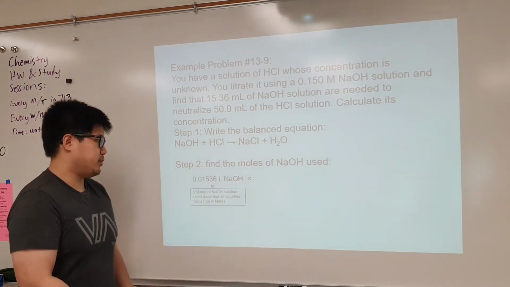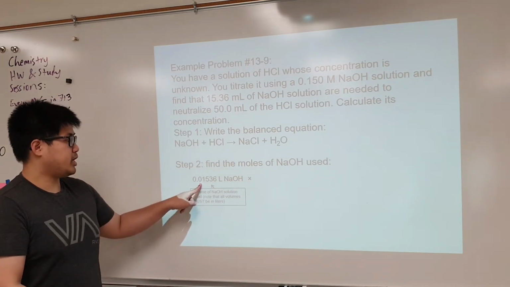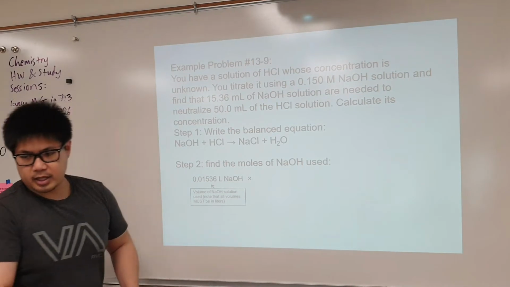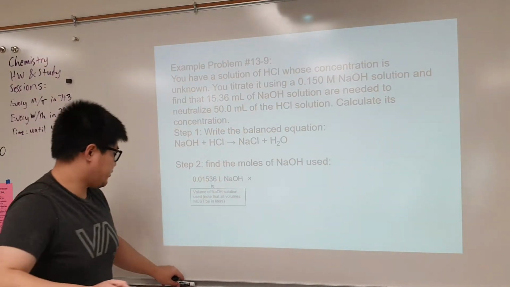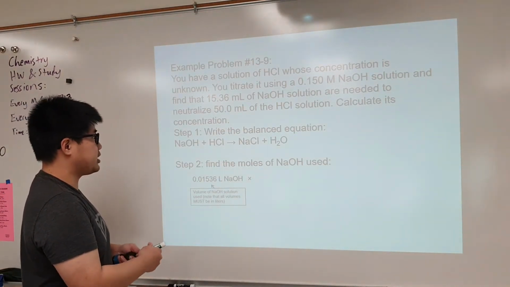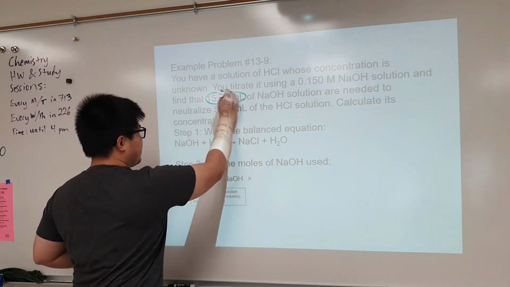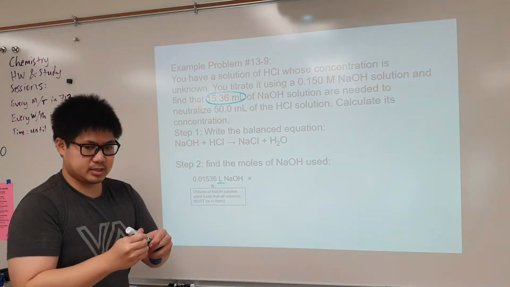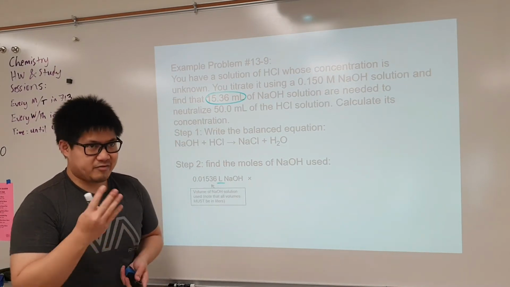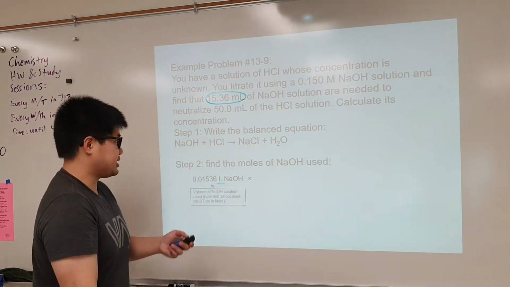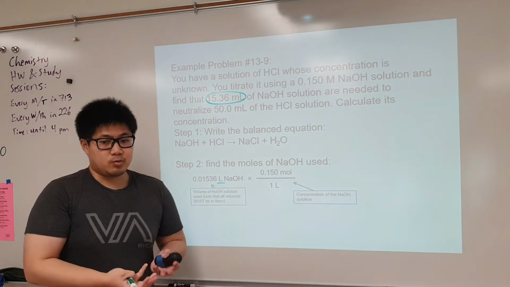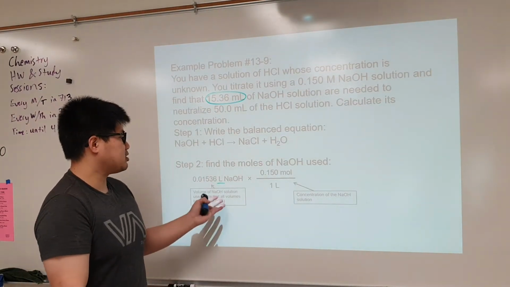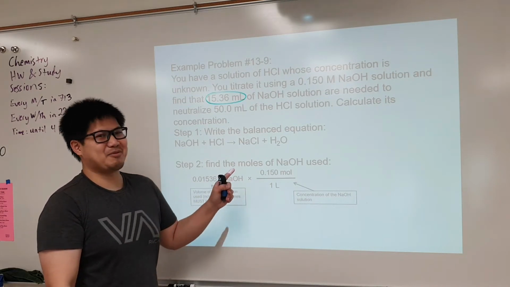So here's what we did. This number is this number here. What I did is that I took 15.36 milliliters and I converted my milliliters of my base to liters of my base. That'll come in handy very soon, as you'll see in the next couple of slides. What did I do next? Well, I need to find the amount of moles of my base that I used. So I just multiplied the liters by my molarity.